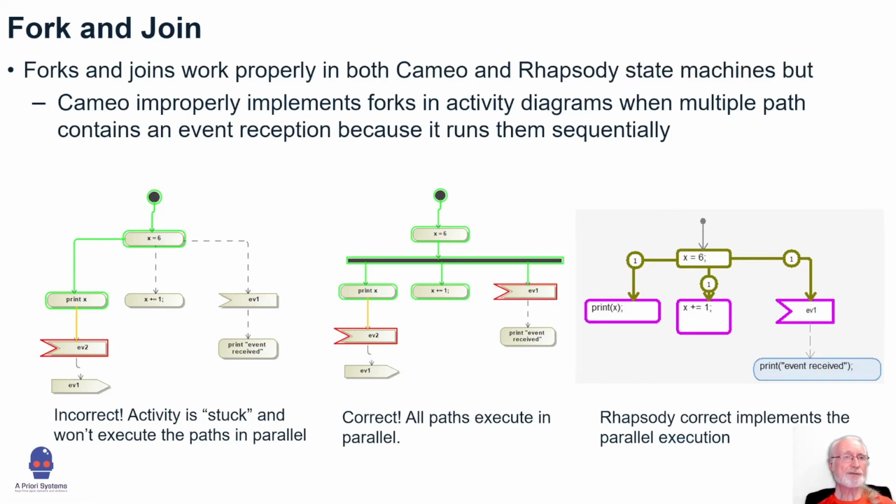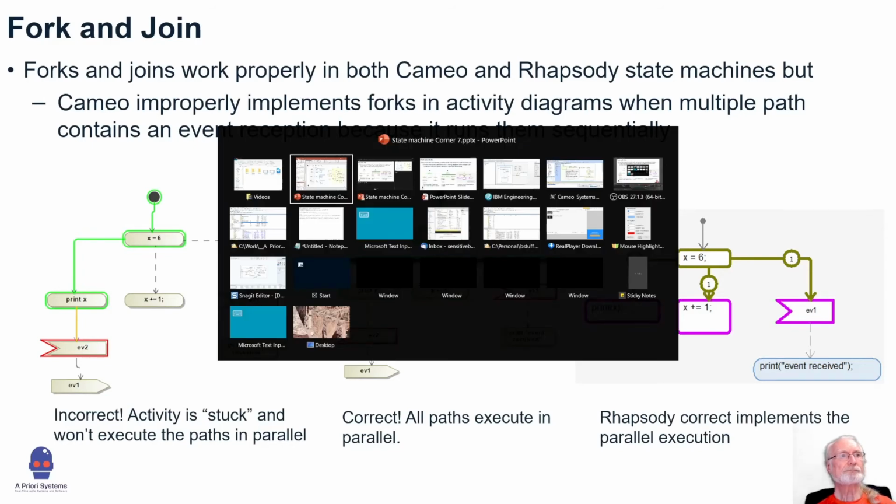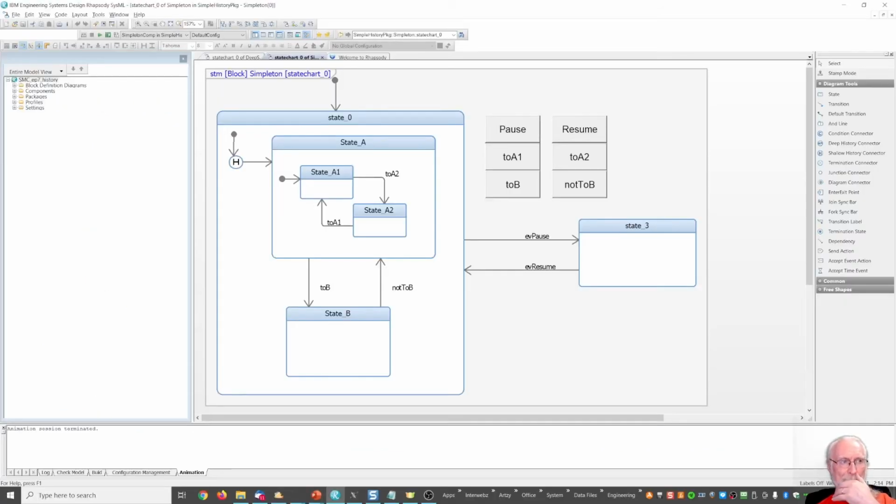Now let's talk about history. History allows you to re-enter the same nested state when you exit a composite state. Here's a simple example where we have history. This says that whether you're in state A or state B, if you exit out to state 3 and come back in, go to the last active state. If you didn't have history, you go back to the default state, which in this case would be state A.